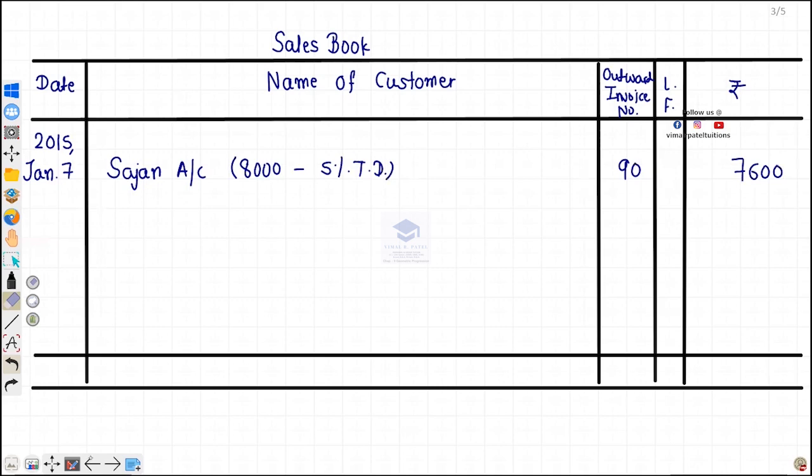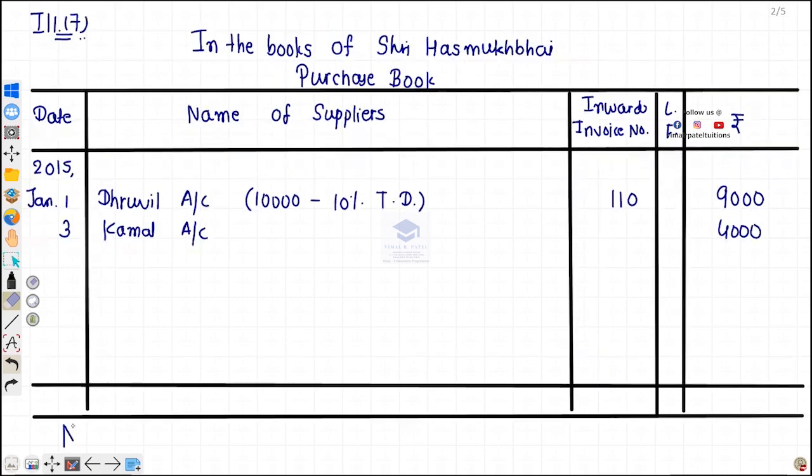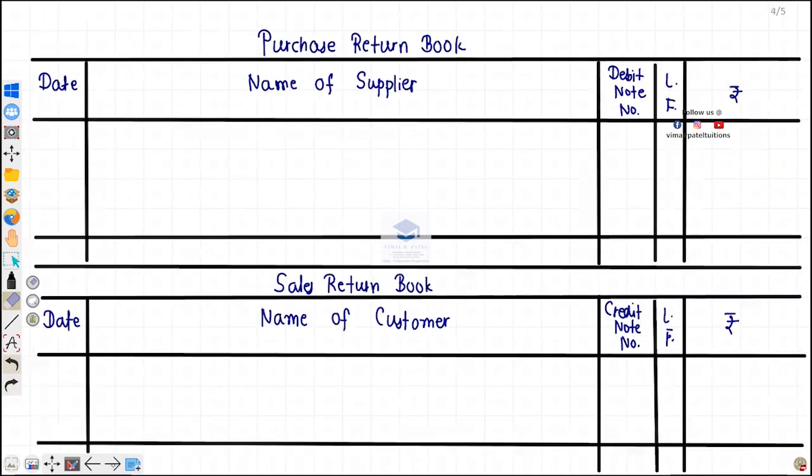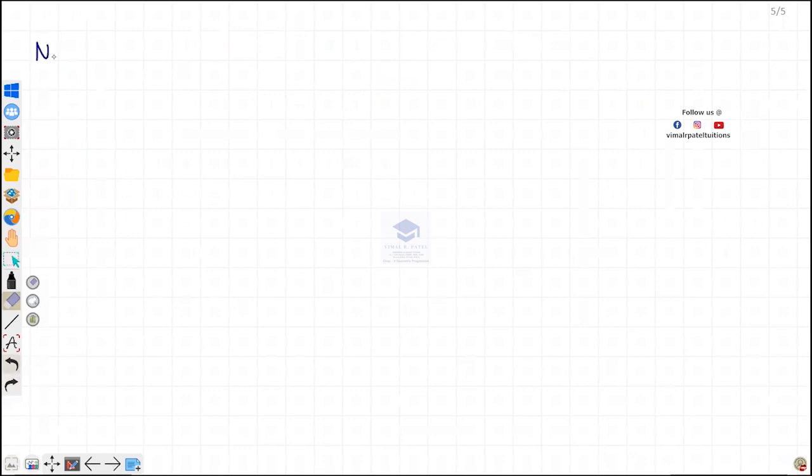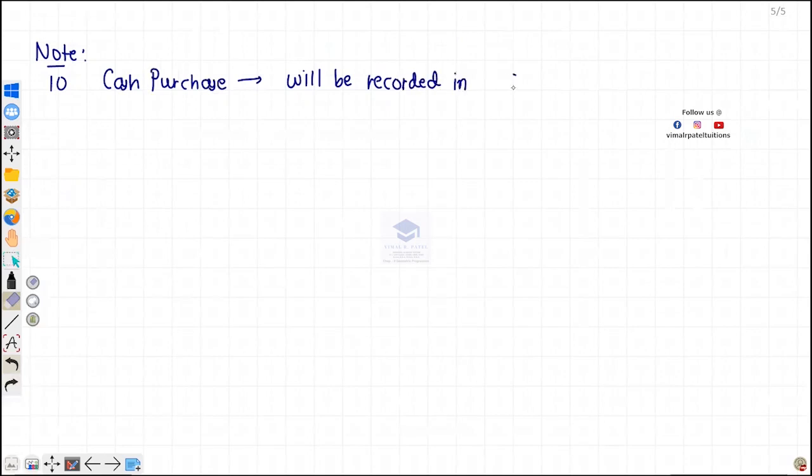So I have kept the reason in the note below, or at the end of the sum. Credit cheque 10. Cash purchase will be recorded in the cash book, or will not be recorded in the subsidiary book. Chalo.